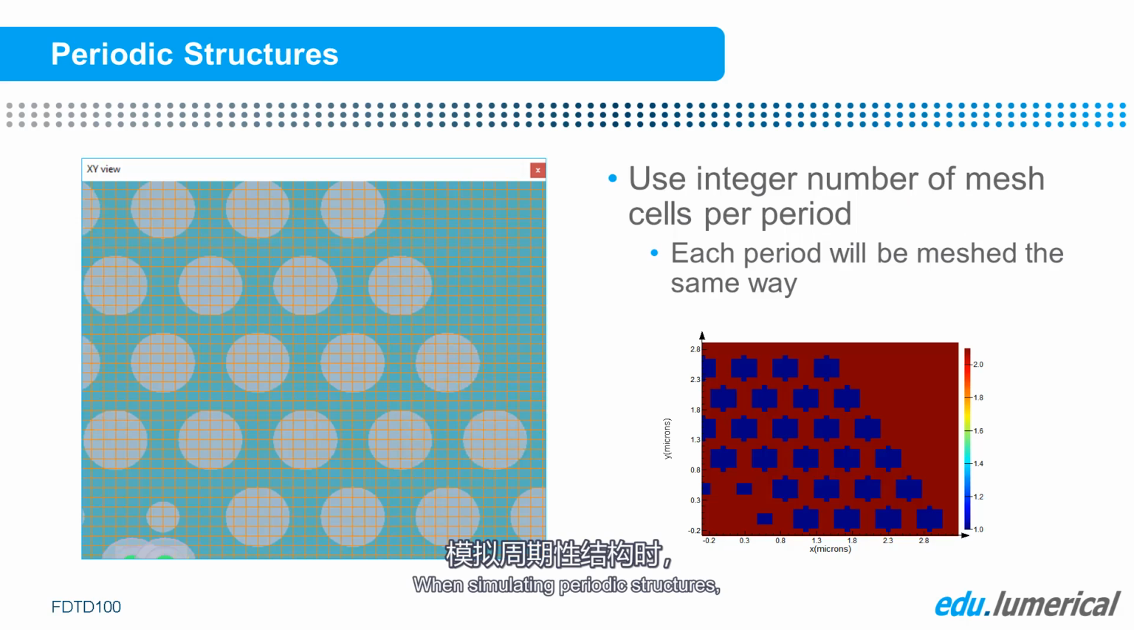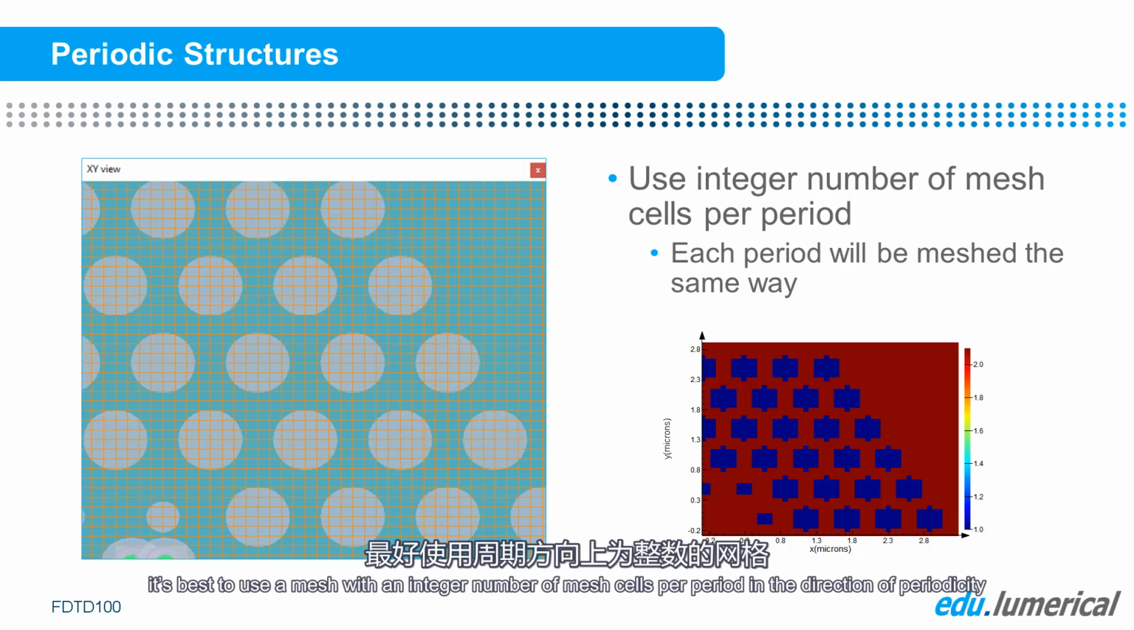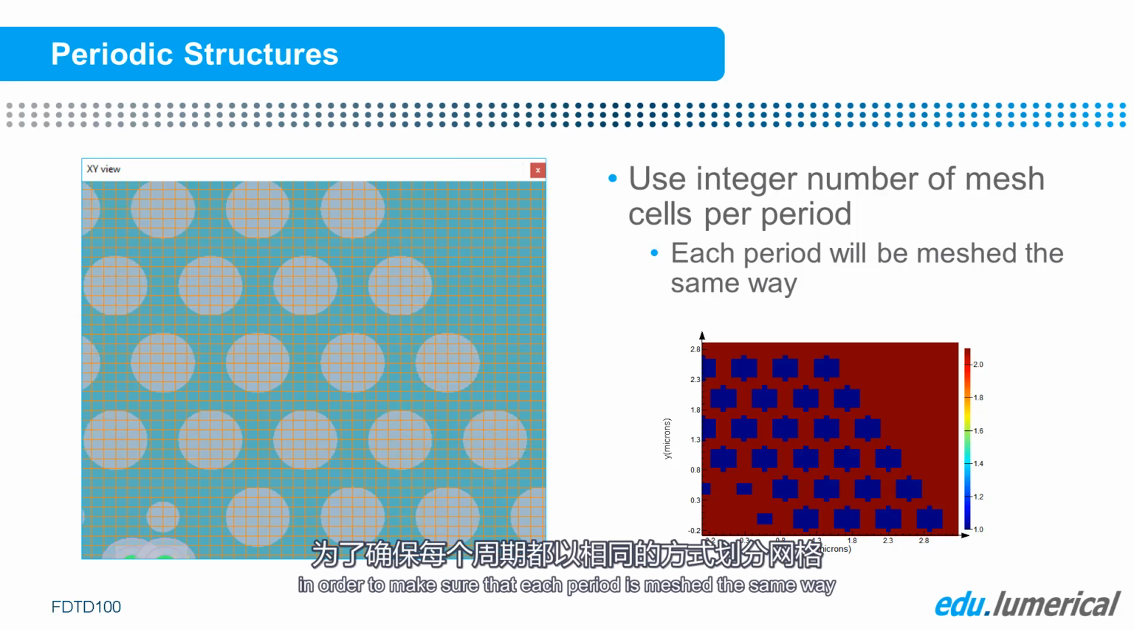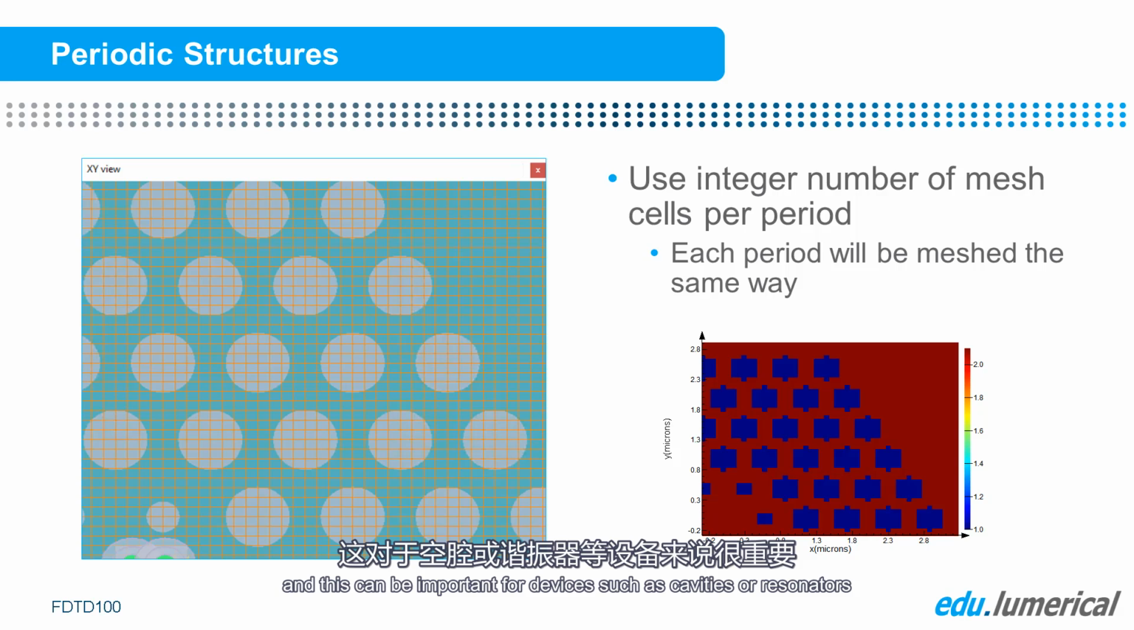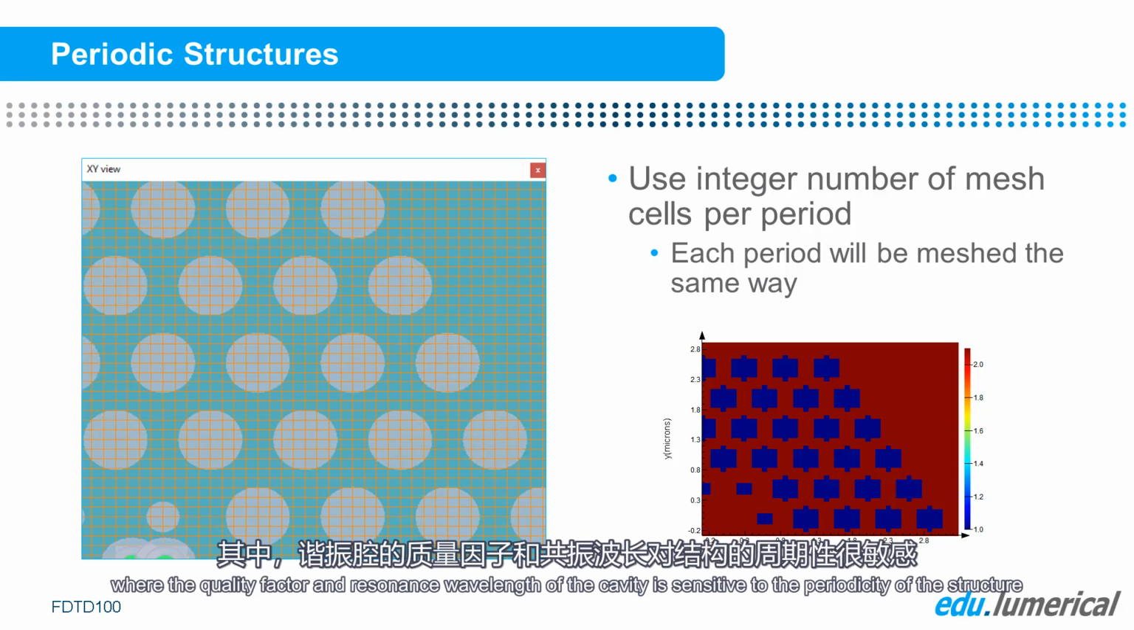When simulating periodic structures, it's best to use a mesh with an integer number of mesh cells per period in the direction of periodicity, in order to make sure that each period is meshed the same way. This will ensure that the simulated periodicity of the structure will have the same periodicity as the physical structure. And this can be important for devices such as cavities or resonators, where the quality factor and resonance wavelength of the cavity is sensitive to the periodicity of the structure.